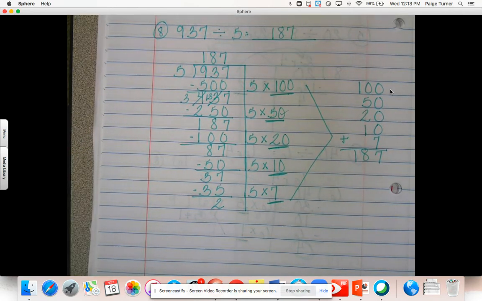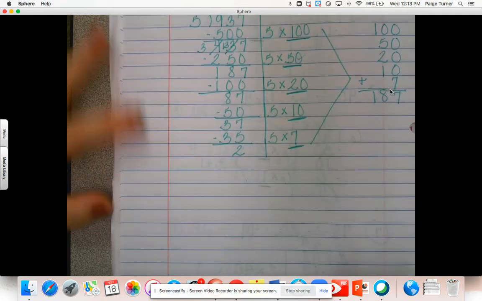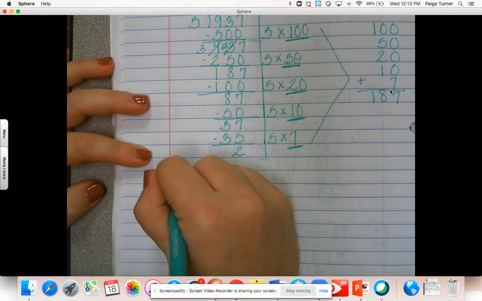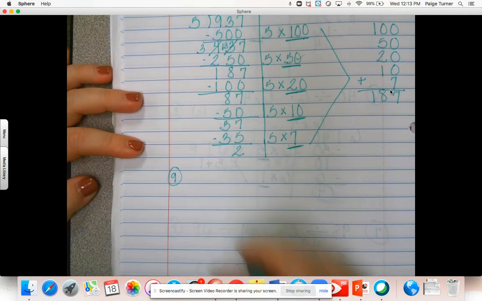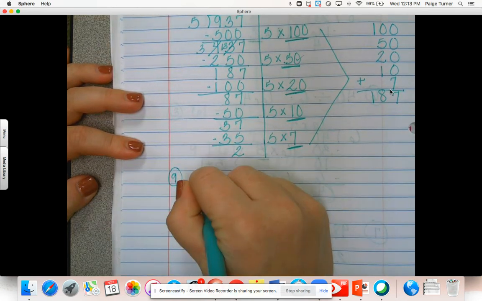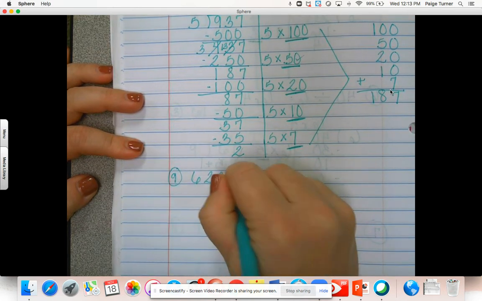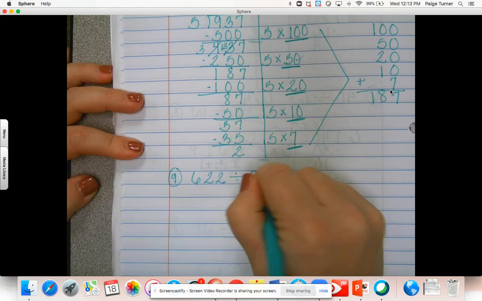Okay. All right. Hopefully you're starting to feel a little bit better about this. All right. So let's do number 9. Number 9, this is 622 divided by 9.